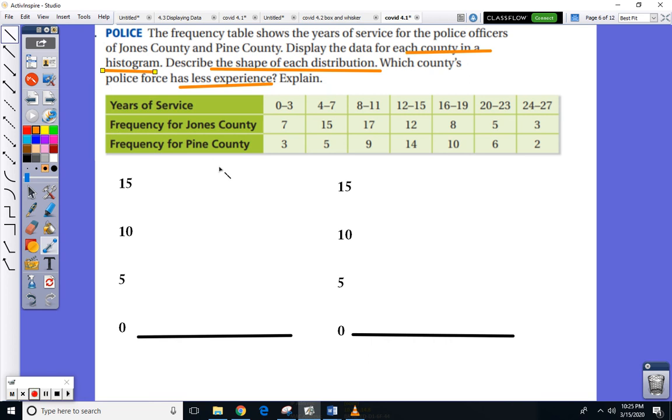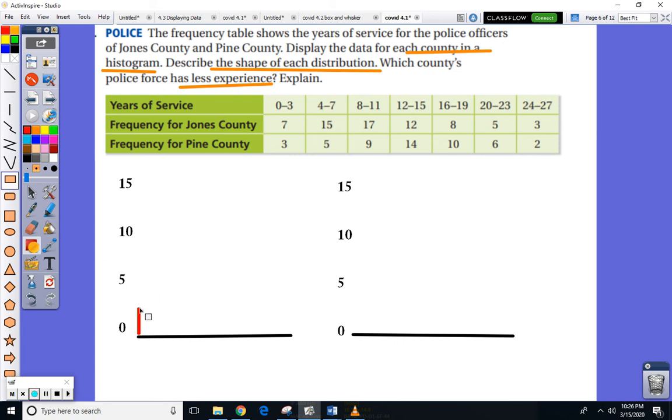Right, you could probably look at this without doing it and see what's going on. Over here for Pine County, just look at those numbers like we did before. 3 and 2, 6 and 5, 9 and 10, 14 in the middle. That's pretty symmetric. Look at this one up here. It looks like it goes small, big, big, medium, medium, small, small. Just eyeballing it, that's not symmetric, skewed which way? Which way is the tail going to go? Right, the tail is going to be skewed right.